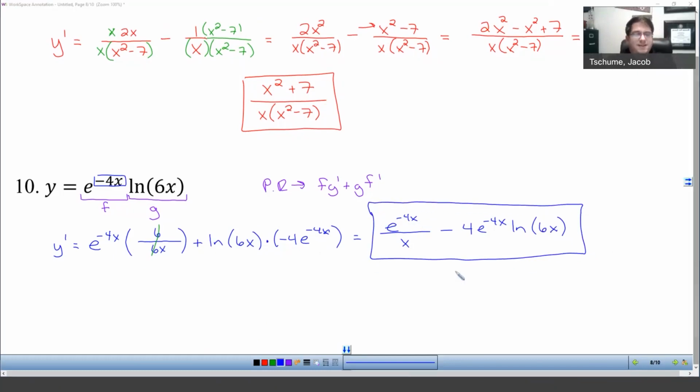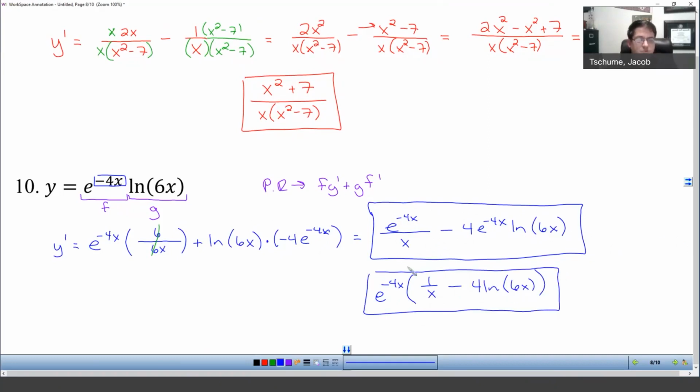But if the homework does ask you to go one step further and factor, both of these terms do share that e in common. So you can factor the e to the -4x out, and that will leave you with a 1 over x minus 4 times the natural log of 6x. If it doesn't make you factor, you don't have to do that, but just in case, it's there for you to review in the video.